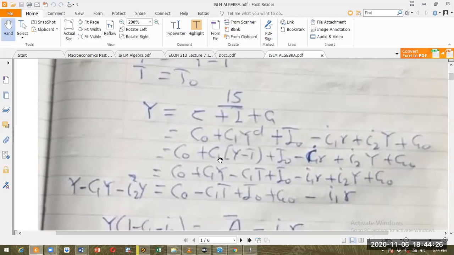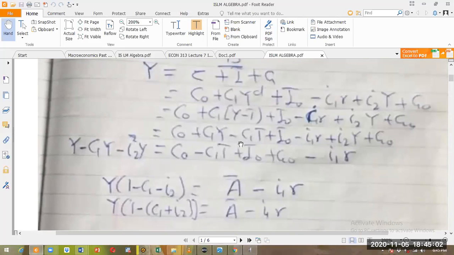So we have C1 times Y minus T, so we can expand. When we expand, we get C0, then C1Y minus C1T. What you have to take note is that it's not always that you see C0. In some books, you see the autonomous consumption as A, then C1 is B, marginal propensity to consume. It doesn't matter. It's just a matter of variables. Okay.